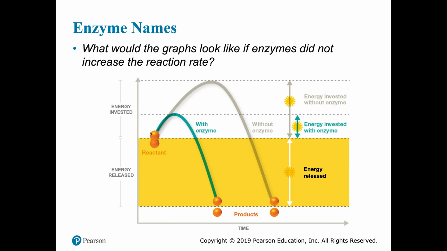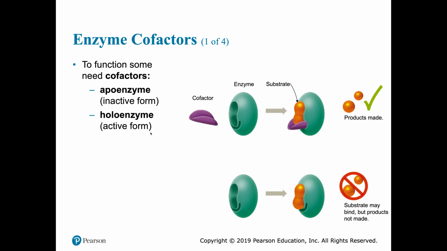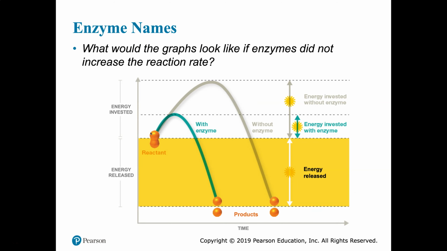Again, this is something we've discussed, but I want to make sure that we're clear on it. The question: what would the graph look like if enzymes did not increase the reaction rate? So if the enzyme didn't really do anything, it would go back to what it looked like with the gray line, right? The whole point of adding an enzyme is to decrease the activation energy.